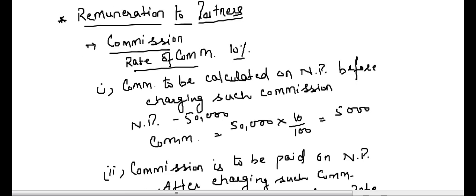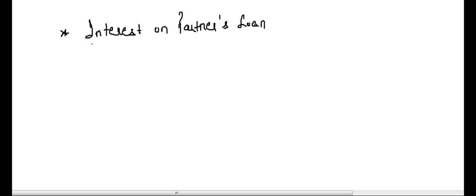Clear? And one last thing is interest on partner's loan. This we have already discussed in detail, that if the partnership deed provides for the interest on partner's loan, then it is to be paid at the agreed rate in the partnership deed. Otherwise, the provisions of Indian Partnership Act 1932 will apply, which says interest on partner's loan is to be paid at the rate of 6%.